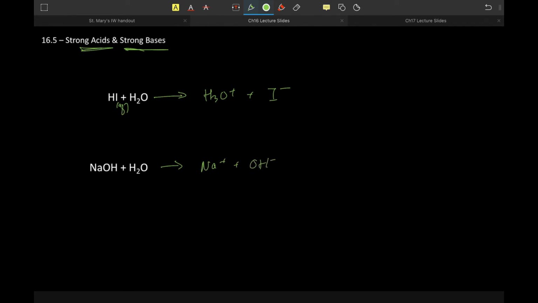For strong bases, writing it with water gets a little bit weird and confusing, actually. If this were just aqueous, that would be fine.